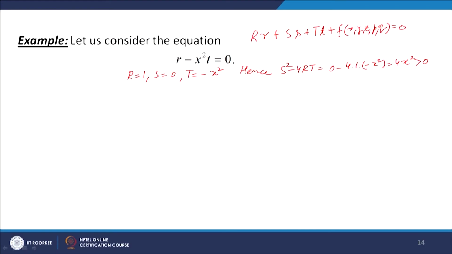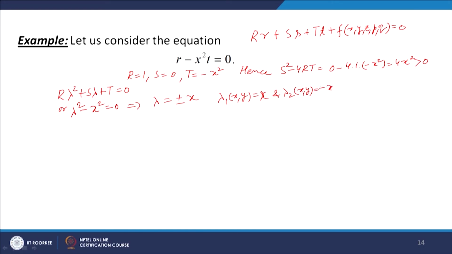Let us write r lambda square plus s lambda plus t equal to 0 and find the roots of this. R is equal to 1, so we have lambda square, and then s is equal to 0, t is equal to minus x square. So, lambda square minus x square equal to 0, which gives lambda equal to plus minus x. So, we get the two roots, lambda 1 (x, y) equal to x and lambda 2 (x, y) equal to minus x. We get two real and distinct roots.